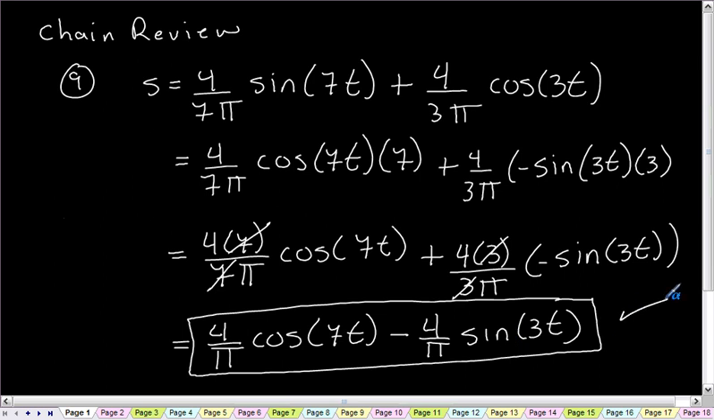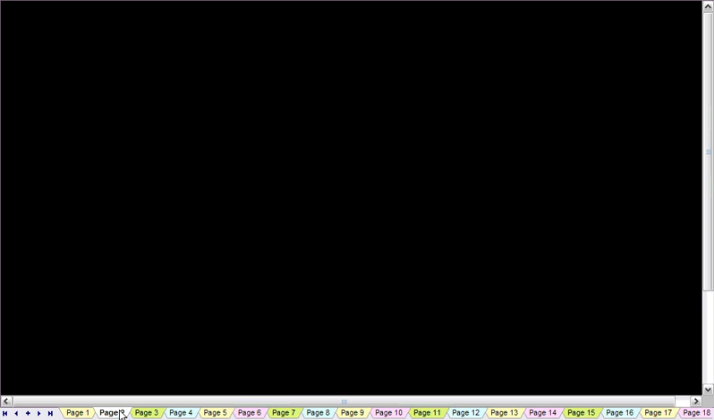That's the final answer. Let's go down to the next one, I think number 11, which I hadn't done. Number 11 reads like this: y is equal to 2x plus 1 to the third power times 3x plus 1 to the negative 4 power.